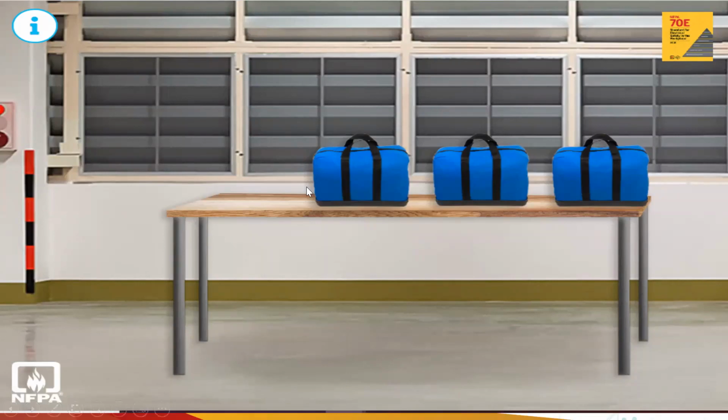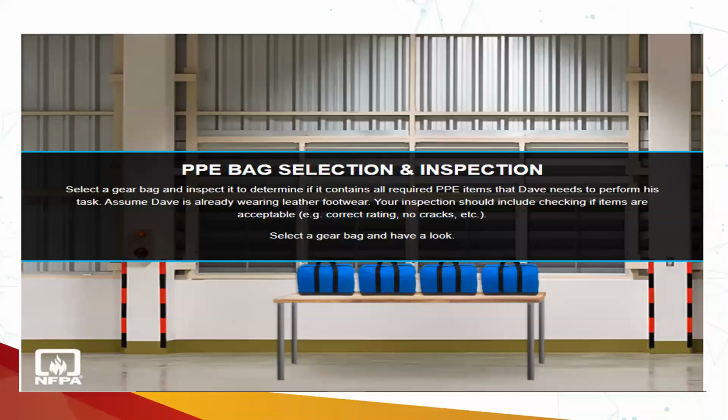Yeah, in the question they mentioned the shoes are there. Select a gear bag and inspect it to determine if it contains all the required PPE that Dave needs to perform his task. Assume Dave is already wearing leather footwear. Your inspection should include checking if items are acceptable, that is, correct rating, no cracks, etc.